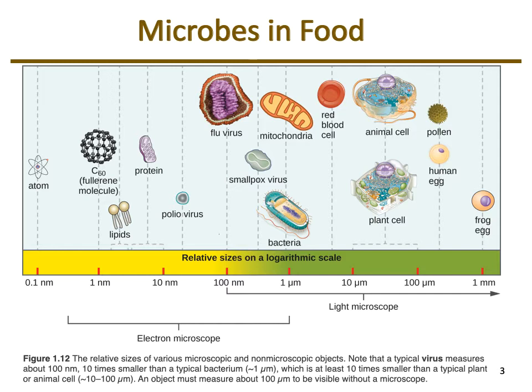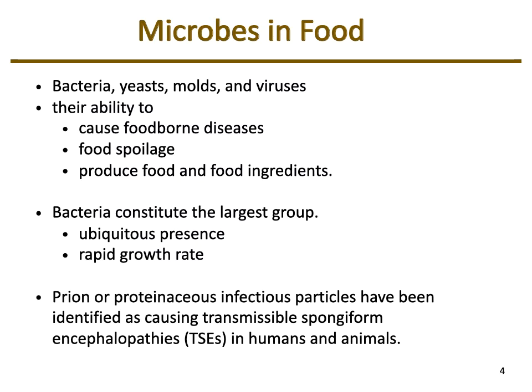In order to see viruses and smaller structures or proteins, we would need to use an electron microscope. So just keep in mind that the size is going to vary on these organisms, whether they're prokaryotic, which are bacteria, or eukaryotic, which are yeast and molds. Again, when we look at microbes in food, it's going to be the bacteria, yeast, molds, and viruses, and it's because of their ability to cause foodborne disease, food spoilage, or actually produce food or food ingredients that they become important when we look at food.